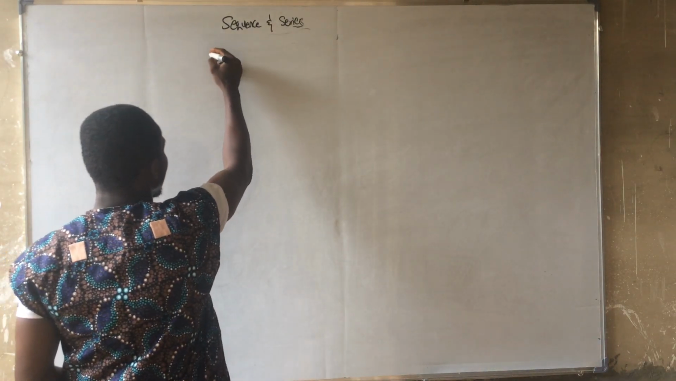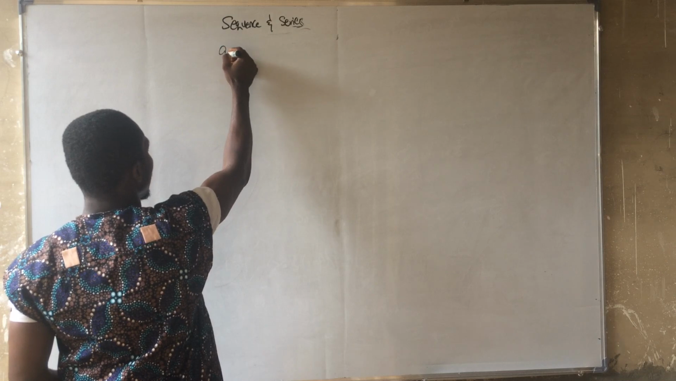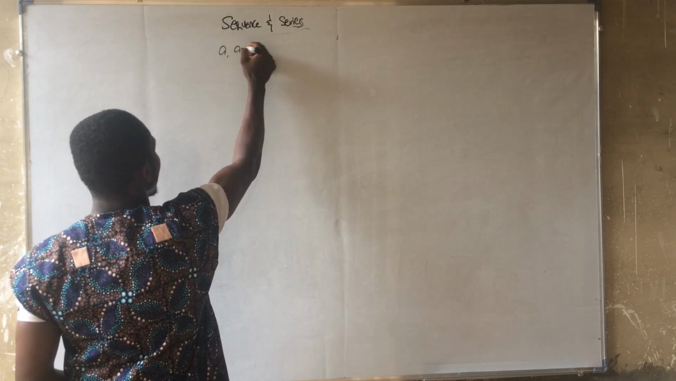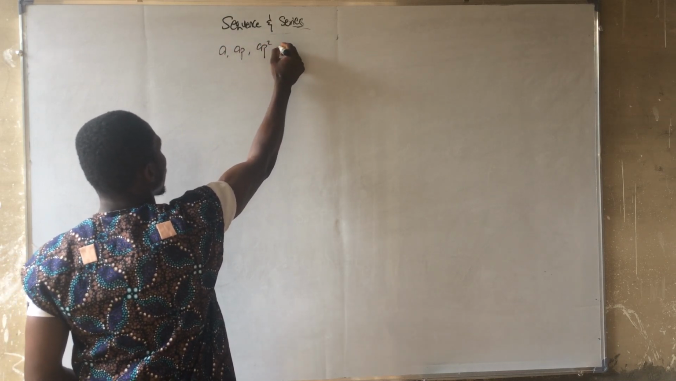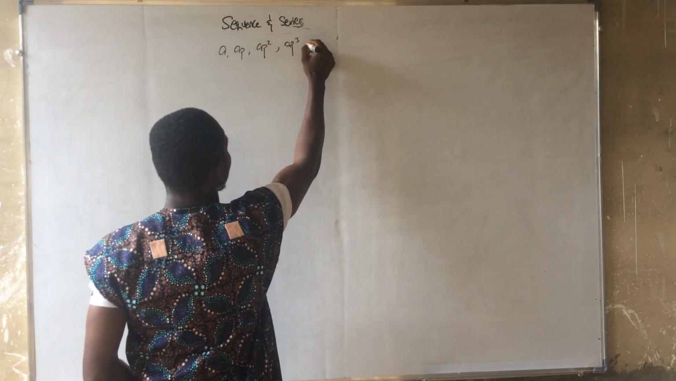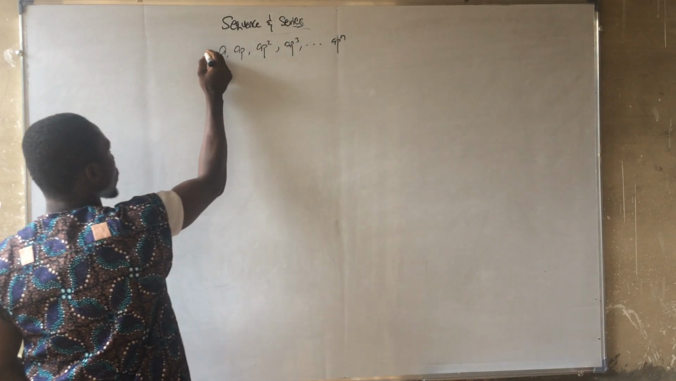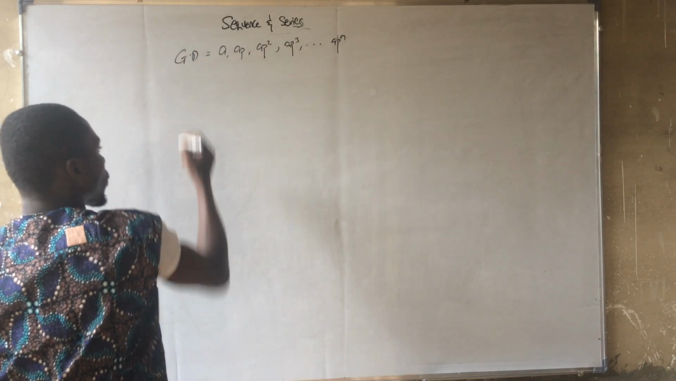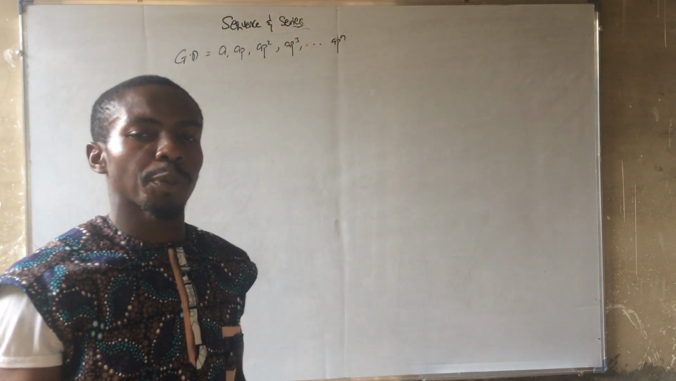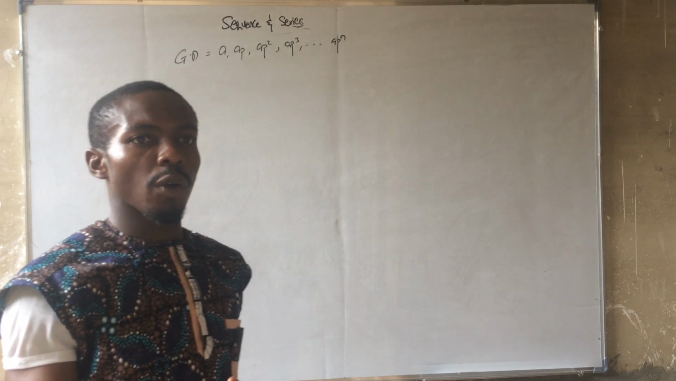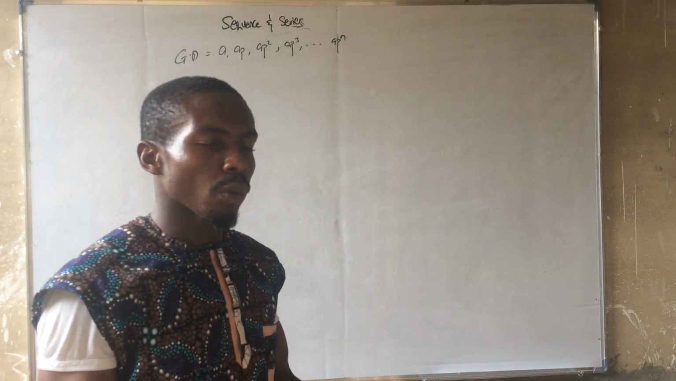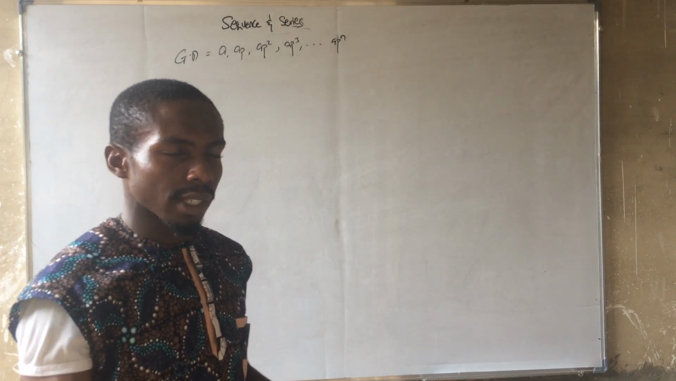It is any sequence that goes like this: the first one is A, the second one is AP, the third one is AP squared, the next is AP cubed, up to APⁿ. This is what a geometric progression is. And how is a geometric progression formed? It is formed by multiplying the first term by a constant to get the second term.